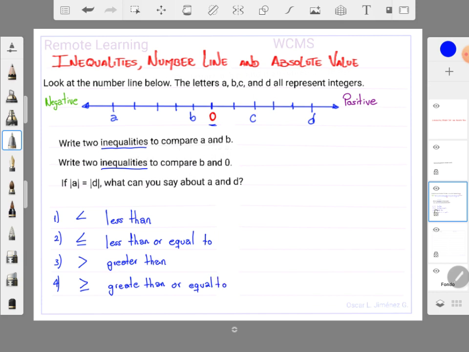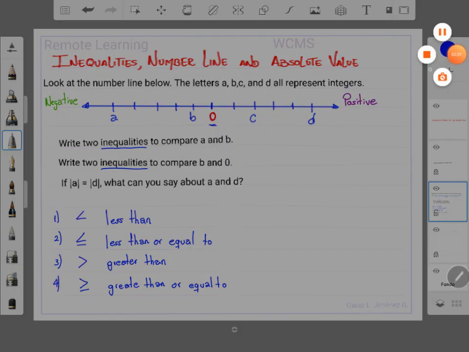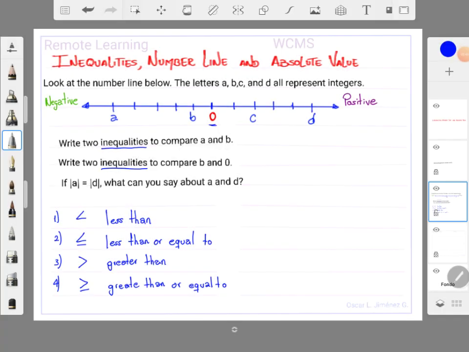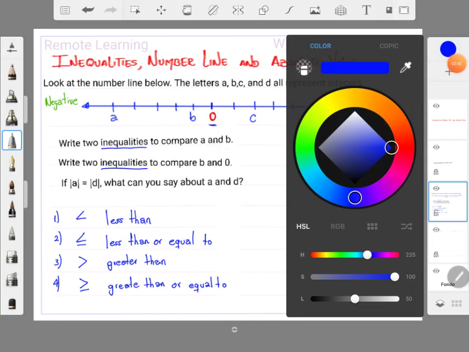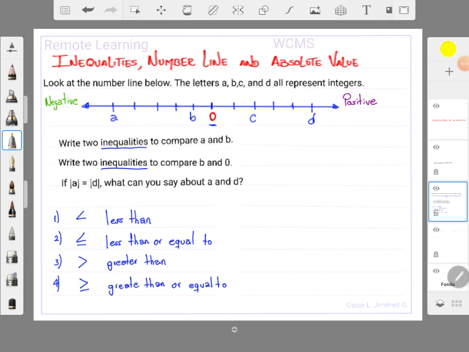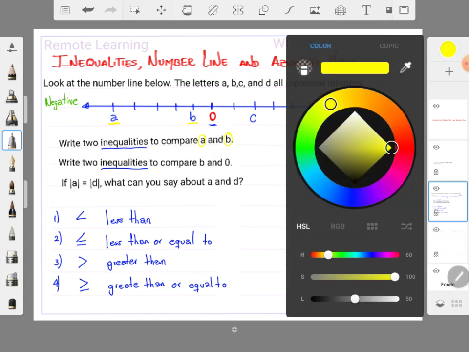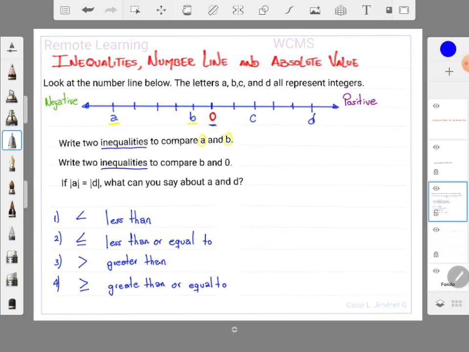Okay, so let me show you what we have on each situation. For example, right here we have write two inequalities to compare A and B. Look at here. This is A and this is B. What do we know about A and B? We only know that A is on the left of the number B.